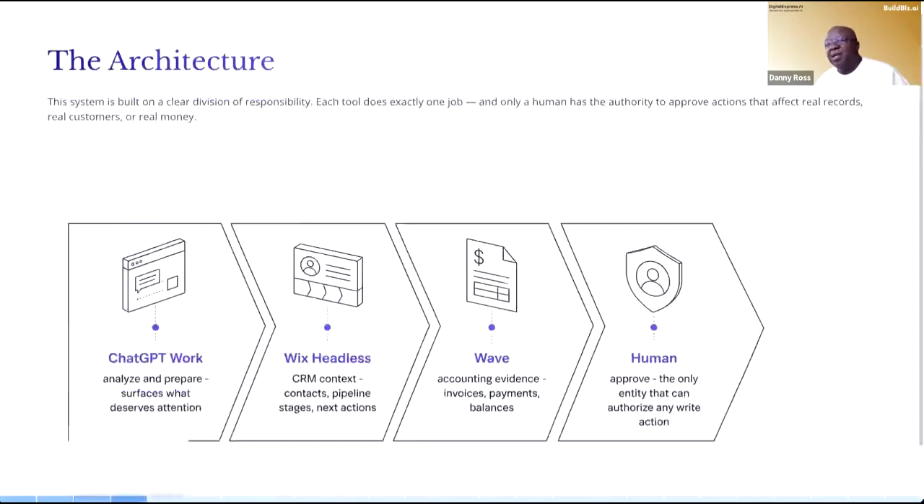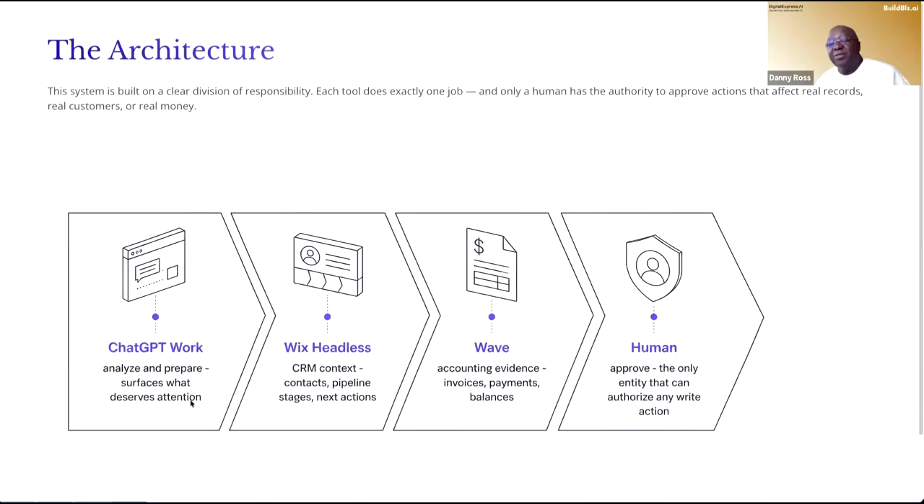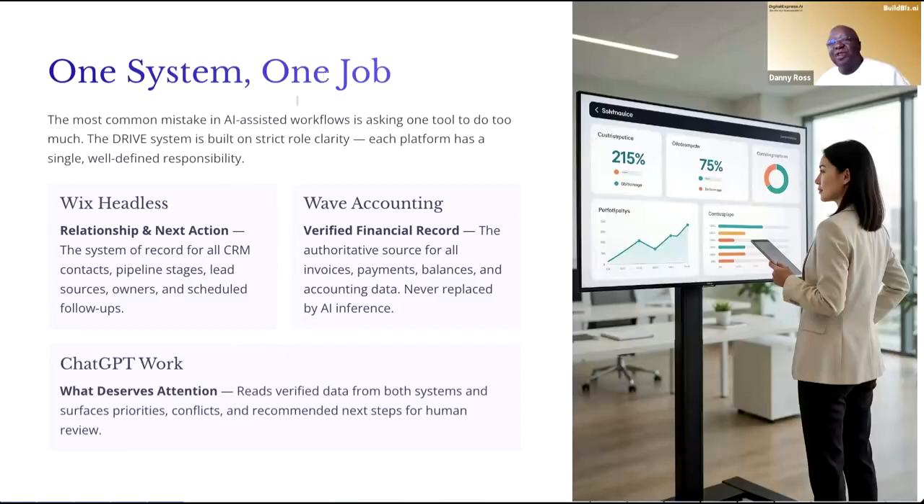So if we look at the architecture, we're talking about ChatGPT going into Wix Headless, which is the technology that I'm using today, to Wave, which again could be QuickBooks. It doesn't really matter. And then having the final human make that final decision as to the connectivity of it all. Then we're talking about one system, one job. We are talking about the Wix Headless, right, which is managing all of the CRM parts, the connectivity, the way of accounting. And so this is the verified financial record, if you will.